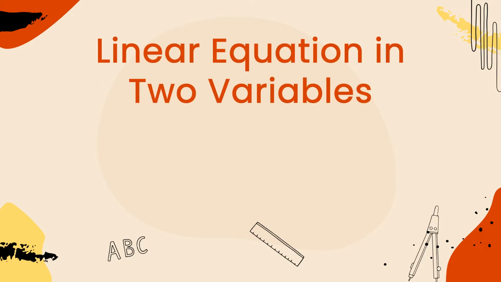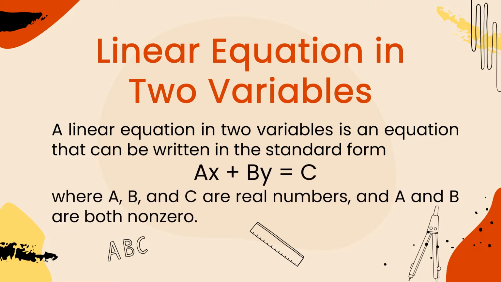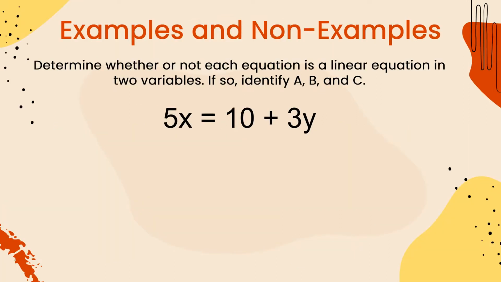So linear equation in two variables. This is an equation that can be written in a standard form ax plus by is equal to c, where a, b, and c are real numbers and a and b are both non-zero. So for the following given, we are going to determine if the following equations are linear equations or not linear equation. So for the first one, we have 5x is equal to 10 plus 3y.